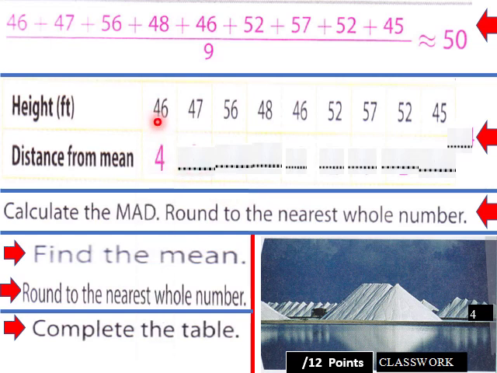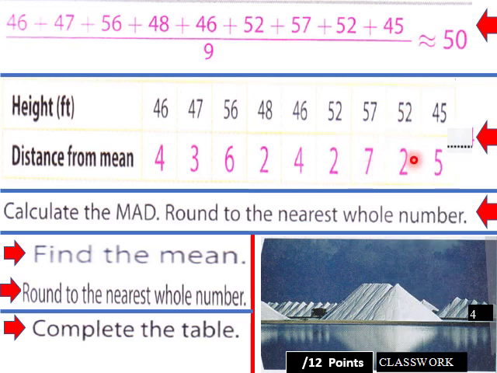So 46 is 4 away from 50. 47 is 3 away. 56 is 6 away. 48 is 2 away. 46 is 4 away. 52 is 2 away. 57 is 7 away. 52 is 2 away. And then 45 is 5 away. So the mean of the distances from the mean would be 4. So our mean of distances from 50 would be 4. That would be our value for the distance of the mean, from the mean.